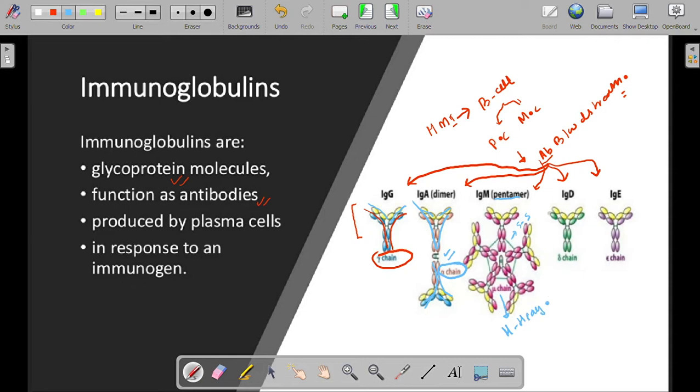IgD antibody is also monomeric in nature, and it contains the delta chain, and IgE antibody contains the epsilon heavy chain, and it is secreted generally at the time of hypersensitivity reactions or allergy.